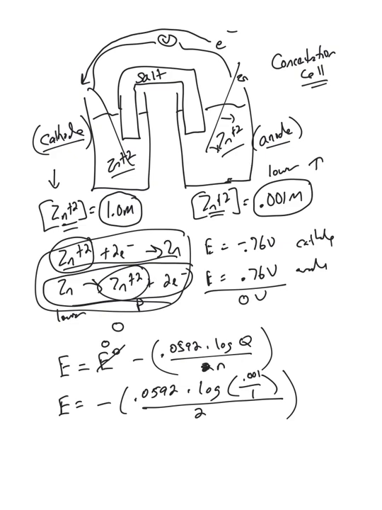So now if I take the log of 0.001, multiply that by 0.0592 divided by 2, and take the negative of that answer, I get a voltage for this cell of 0.089 volts, or 89 millivolts. So we can actually get voltage by creating combinations of the same substances but just in varying concentration. These are called concentration cells.